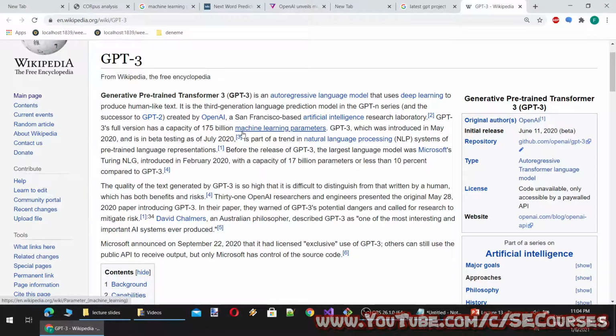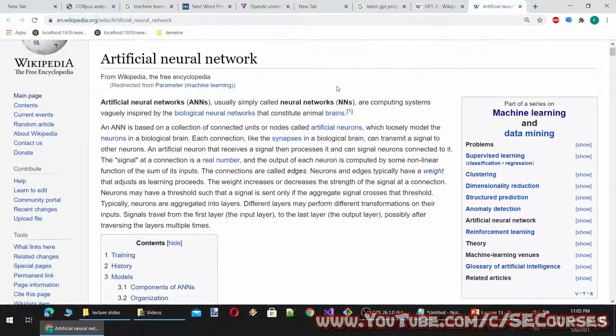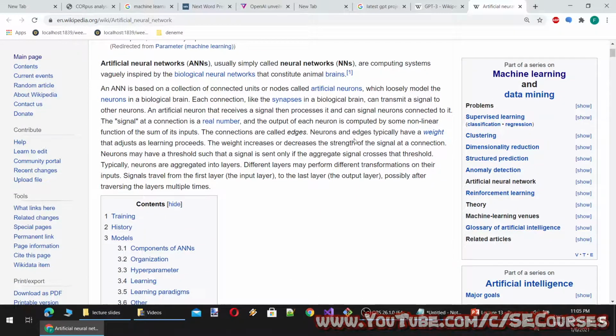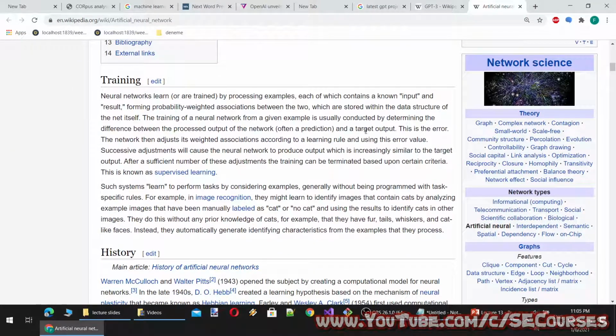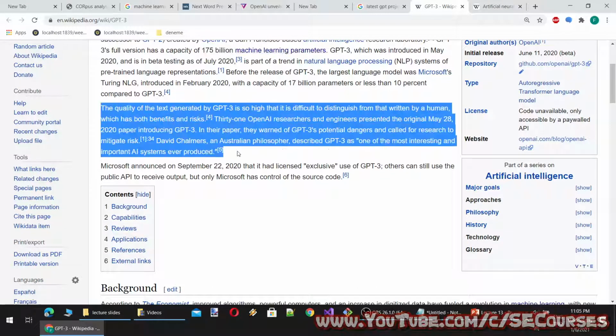So you see, it has 175 billion parameters. Can you imagine how much RAM memory would just a single letter take when there are 175 billion machine learning parameters? So I think by this they refer to how many features are used, probably. Okay, let's continue reading.